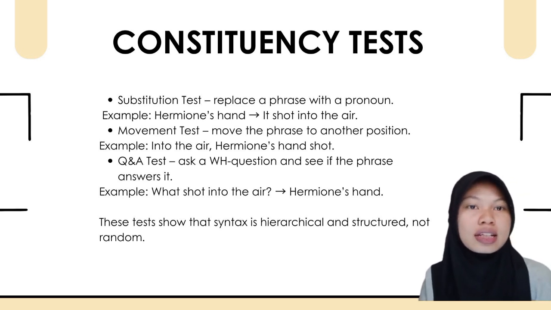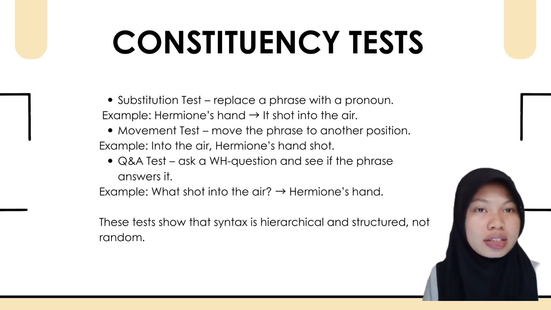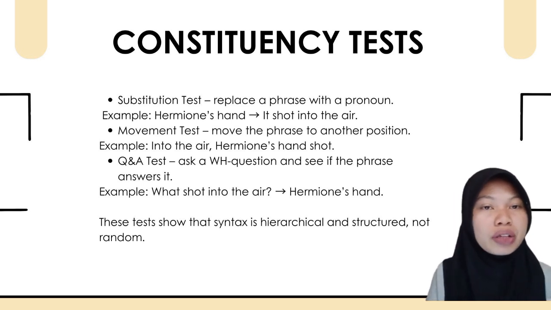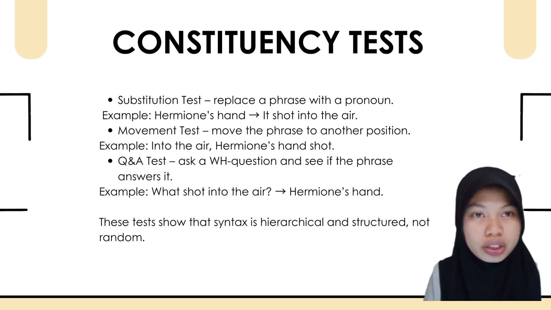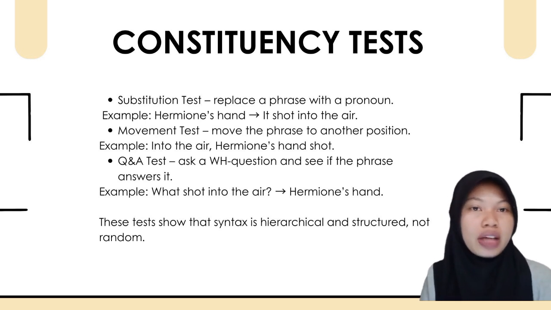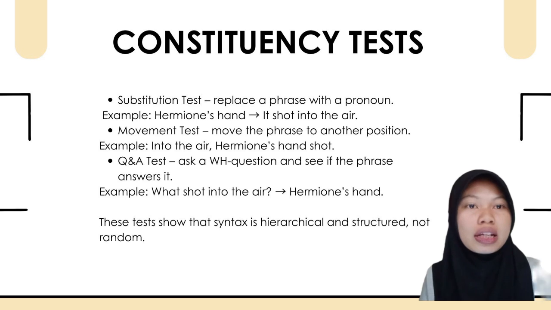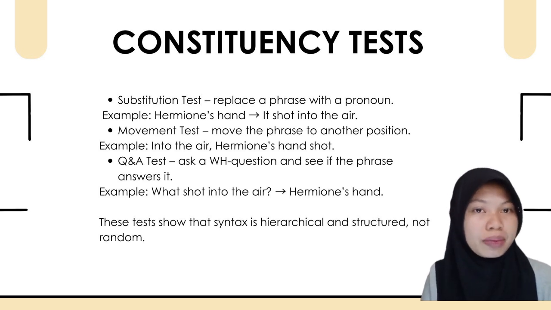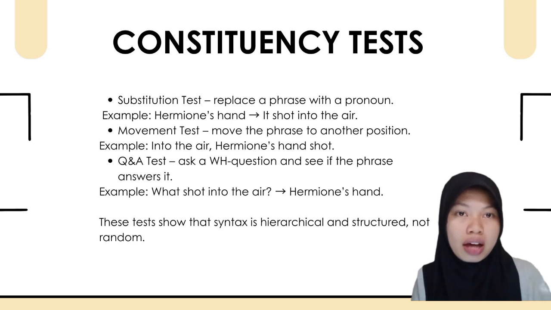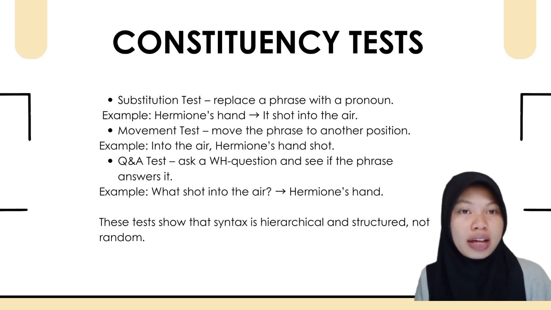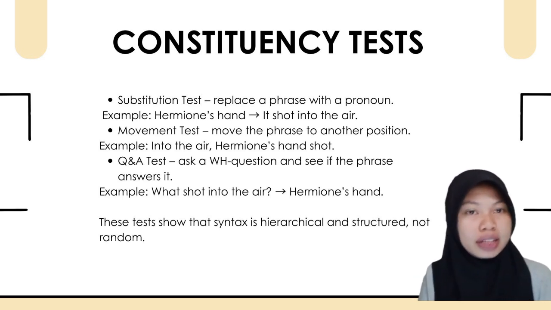The last is the question and answer test, where we ask a WH question and check for an answer. For example, what shot into the air? The answer is Hermione's hand. These tests show that syntax is hierarchical and structured, not random. They also help us understand how phrases like noun phrase, verb phrase, and prepositional phrase function as single grammatical units.